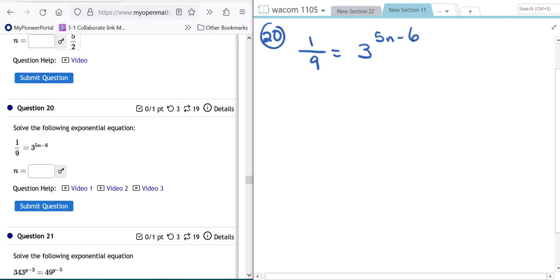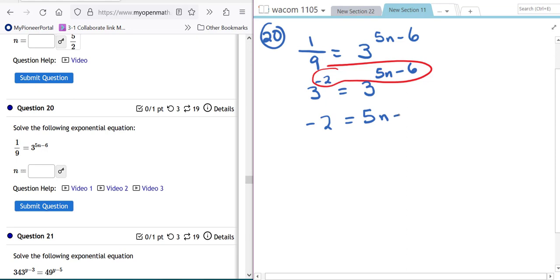All right, it is an exponential equation. Your goal will be to write these in terms of the same base. And 9, you could do 3 squared. It's in the denominator, so it will be to the negative 2. Now you're allowed to set the exponents equal. So negative 2 equals 5n minus 6. And so we will add a 6. And divide by 5.